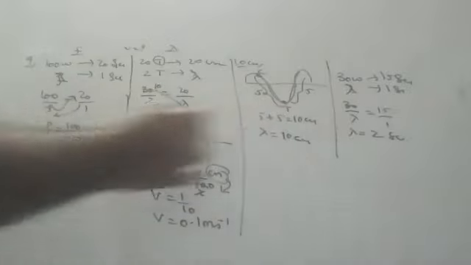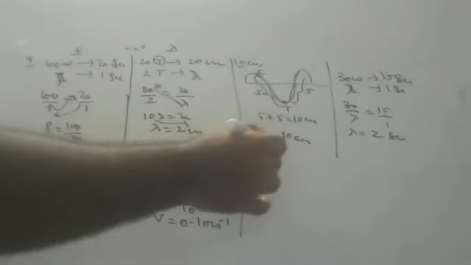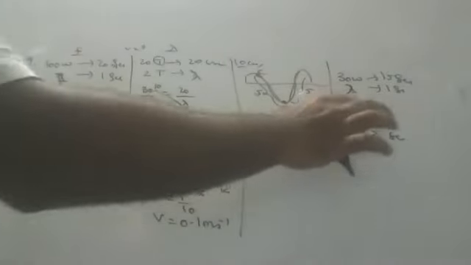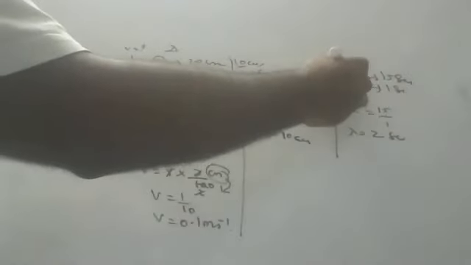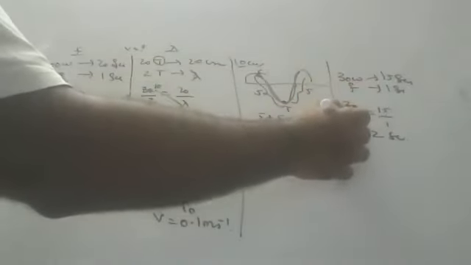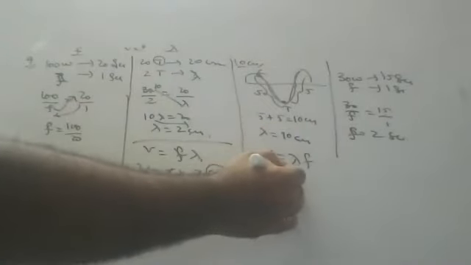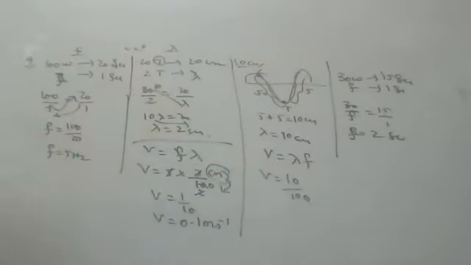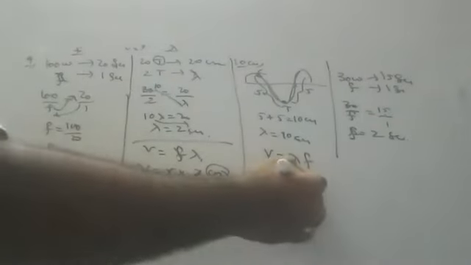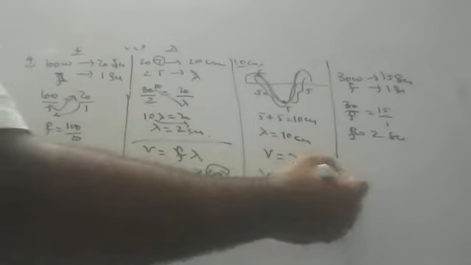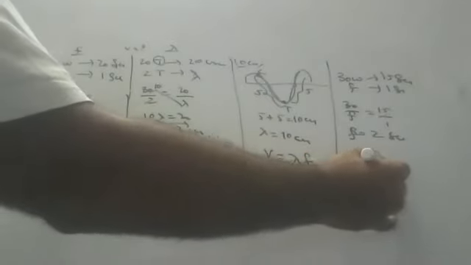This is centimeters. Centimeters we have to convert into meters. This is frequency, no children. I'm sorry, I wrote wavelength. This is frequency. So V is equal to lambda into frequency, 10 by 100 because centimeters to meters by 100. Don't ever forget. Centimeters to meters by 100. Frequency is 2. So 2 by 10, 0.2 meter per second.